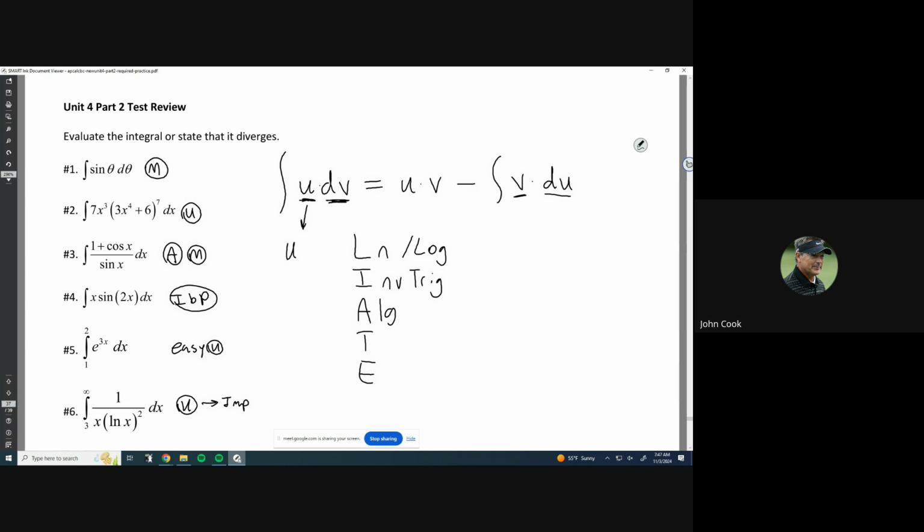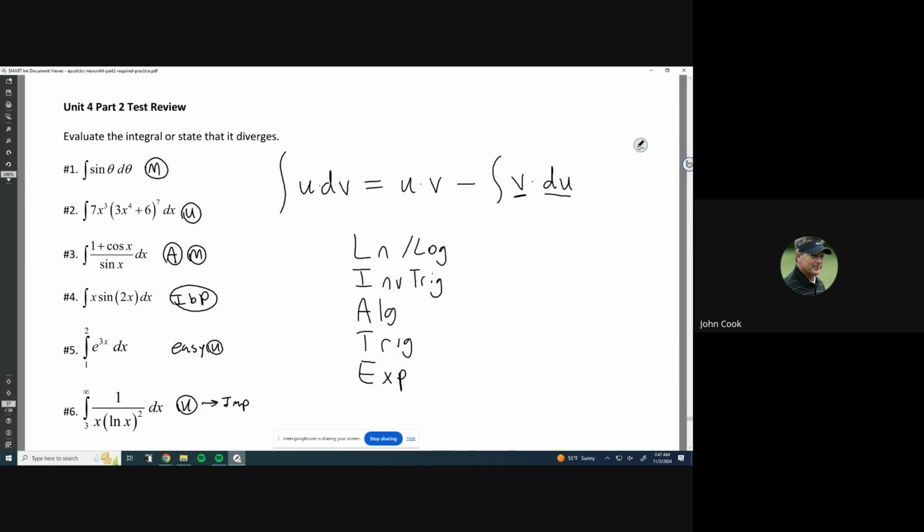LIATE. So A is the algebra part. T is a trig ratio, so like sine, cosine, tangent, any of those. And then E is exponential, e to the x, e to the 4x, those kinds of things. Okay, so just get to know that part, and I'll show you a couple times how to use it as I'm going through this.